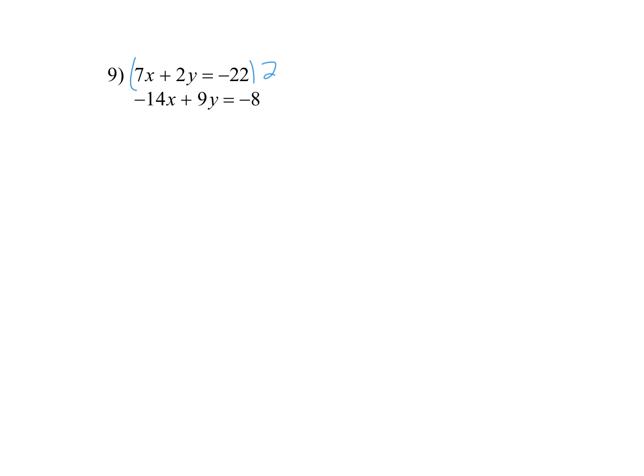Yep. So if I change this, I get 14x plus 4y equals negative 44. Remember, we're distributing this 2 into all the numbers, not just the 7x. Okay? And then I'm going to rewrite the other equation below. Okay. Do they cancel each other out now? Yes. So that one, we only needed to change 1.